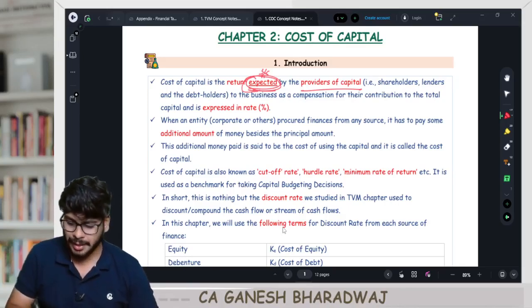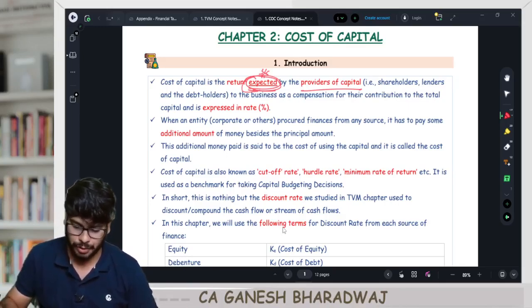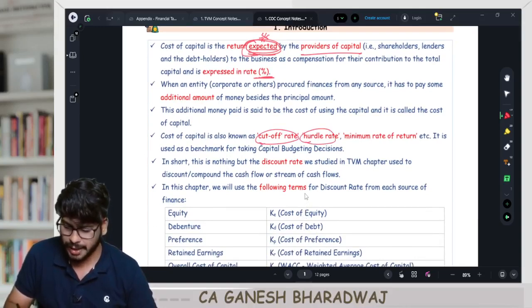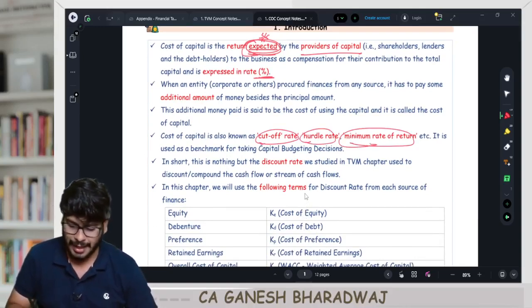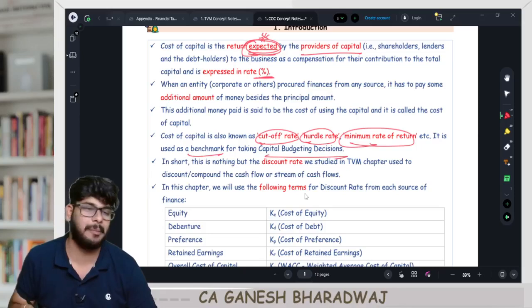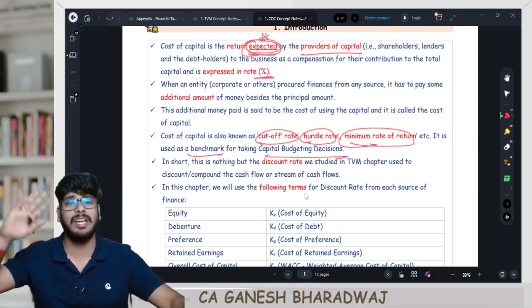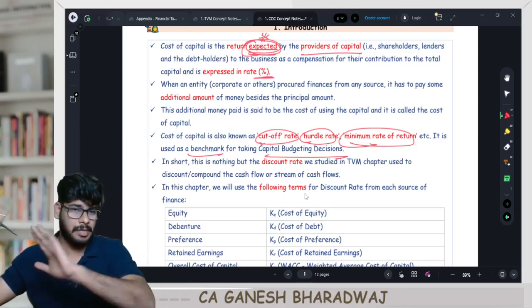Fine. So it's the return expected by the providers of finance to the business as a compensation for the contribution to the total capital, and it's expressed as a percentage, right? And this is also known as the cutoff rate or the hurdle rate or the minimum rate of return, and it is used as a benchmark for taking capital budgeting decisions. What is the meaning of this? Capital budgeting decisions is basically your investment decisions. We will see in that chapter.